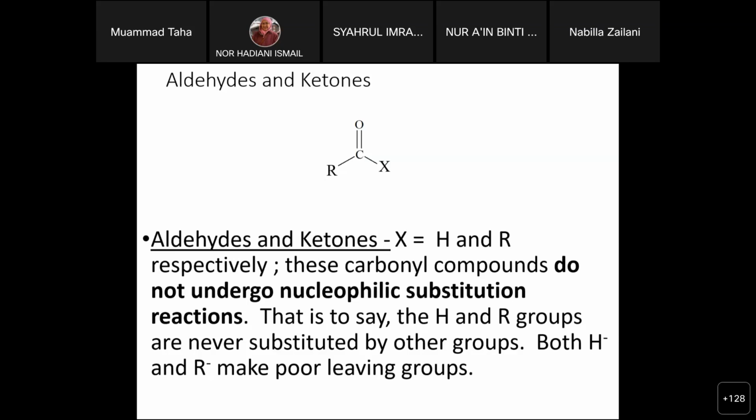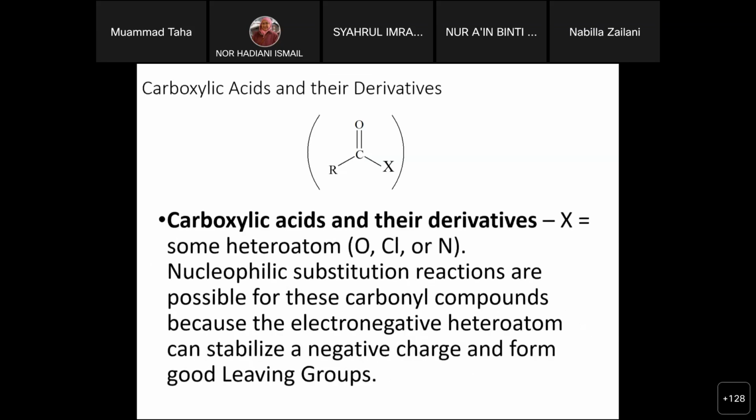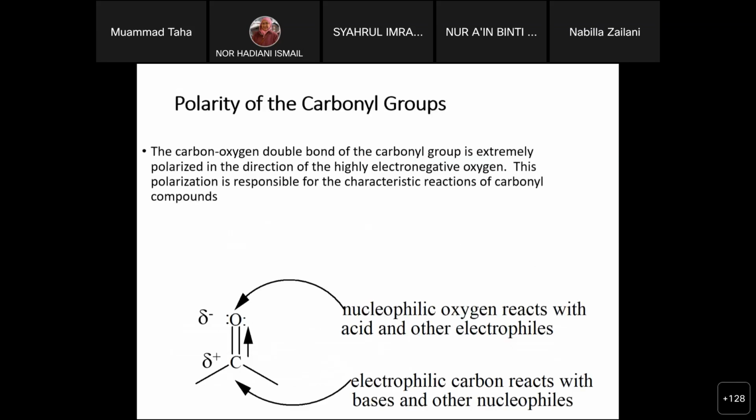Okay, next slide. So carboxylic acid and the carboxylic acid derivatives with a heteroatom, oxygen, chlorine, or nitrogen, nucleophilic substitution reactions are possible for these carbonyl compounds because the electronegative heteroatom can stabilize negative charge and form a good leaving group. Okay, we can see the examples. Next slide. So we first discuss the polarity of the carbonyl groups.